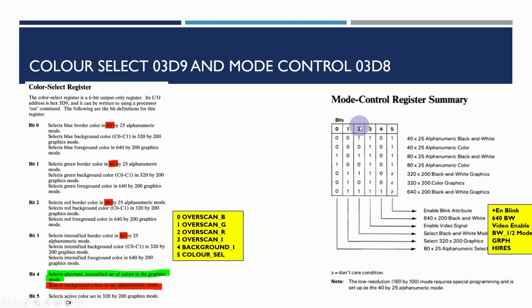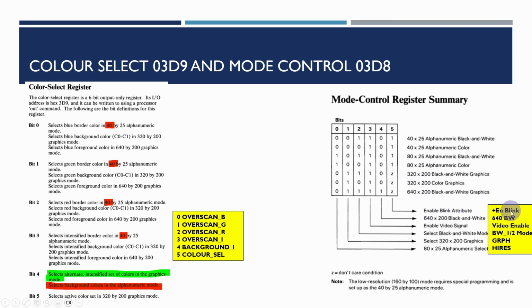Then the mode control register. This is how we can control what video mode the CGA adapter is running in, so whether we run it in the 40 column wide character mode, the 80 column text mode, whether we run it in the 4 color graphics mode or the high resolution 640 by 200 2-color mode. There's a few things here about the values.